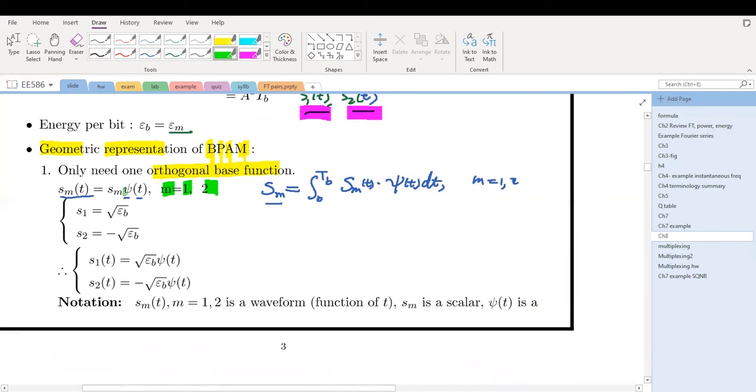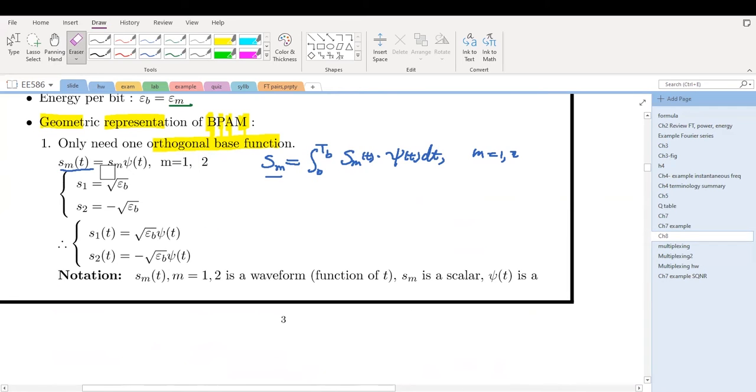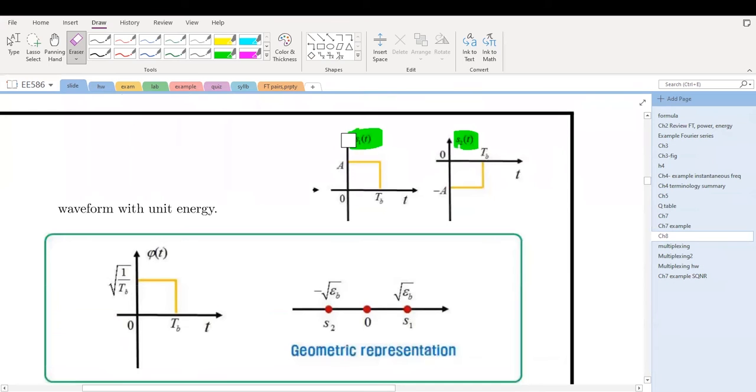First of all, we need to define the orthogonal base function. This orthogonal base function multiplied by a scalar should give us the waveform, the binary pulse. In this case, the pulses are rectangular. Therefore, we should know that psi(t) should be rectangular as well, nothing else. And the duration should be from 0 to Tb. So, from 0 to Tb, rectangular.